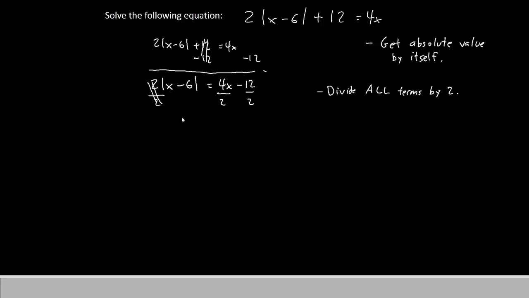The 2's here cancel out, and you're left with absolute value of x minus 6. Let's simplify the other terms. 4x divided by 2 gives 2x. Negative 12 divided by 2 gives negative 6. Now this is the key difference between square roots and absolute value problems. Once you get down to this point, rather than squaring both sides, what we're going to do is split this into 2 equations.